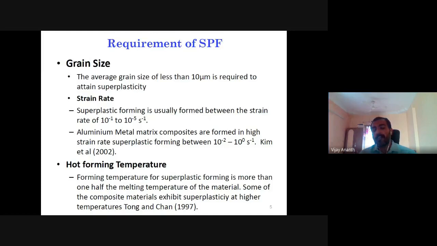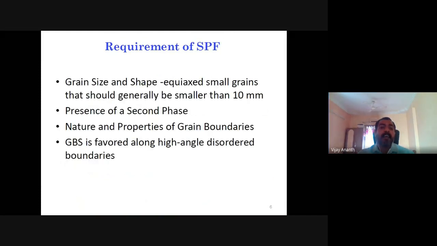Suppose for aluminum, we have to heat the component to more than 400 degrees. Then we have to wait until the isothermal condition is obtained all over the surface of the component. Only then can we get superplastic forming. So this is for temperature.